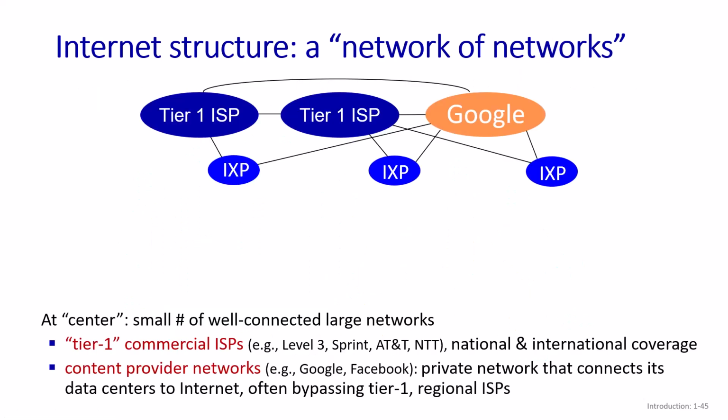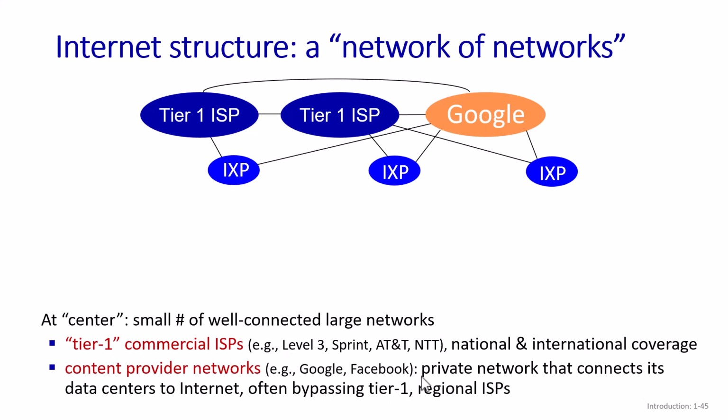At the center of the internet structure, we have a small number of well-connected large networks. These are called Tier 1 ISPs, and these Tier 1 commercial ISPs, such as Sprint and AT&T, have national and international coverage. These ISPs are connected to each other through internet exchange points. Over here, this internet exchange point is connecting a Tier 1 ISP to Google content provider networks.